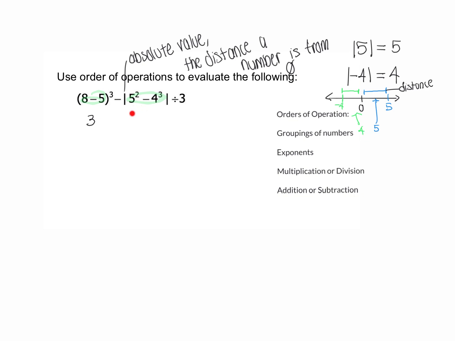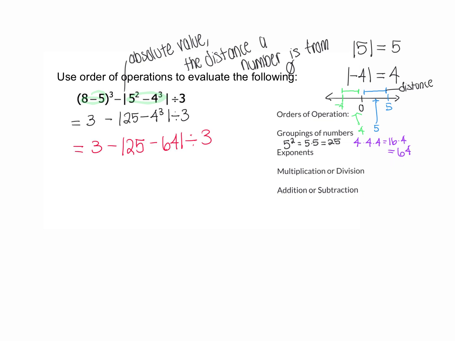So when we rewrite the 5 squared minus 4 cubed in the absolute value symbol, we're going to do 5 squared first. 5 squared, that's 5 times 5, which is 25. So I'm going to rewrite that as 3 minus the absolute value of 25 minus 4 to the 3rd power, divided by 3. Now I'm going to do 4 to the 3rd power. That's 4 times 4 times 4, which is 4 times 4 is 16 times another 4 is 64. So I'm going to rewrite this as 25 minus 64. And then I'm going to subtract 64 from 25. And I get 3 minus the absolute value of negative 39 divided by 3.